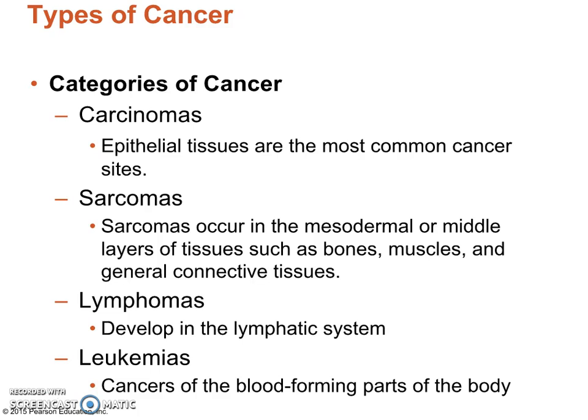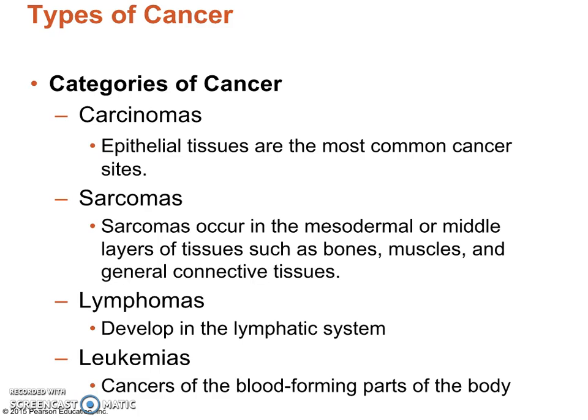The first category, and the most common, is called carcinomas, and this is epithelial tissues that are impacted by cancer cells. So there's mutations in these cells and they become impacted. Sarcomas are usually the middle layer of tissue, the mesodermal layer, and so some examples would be bones, muscle, and general connective tissues in the body. So whenever you hear sarcoma, that's what you're dealing with.